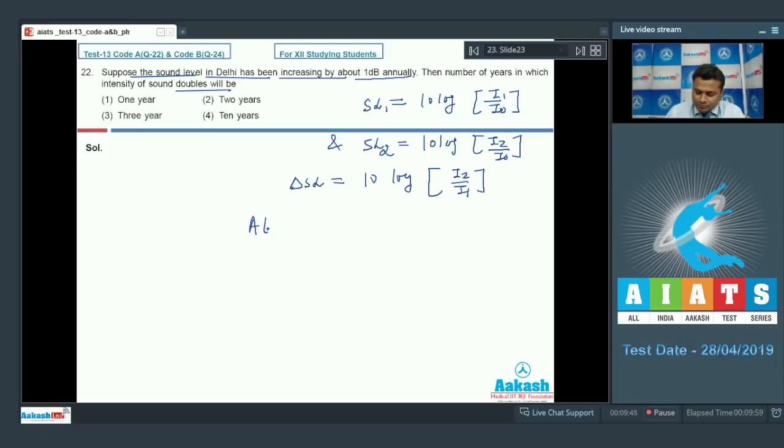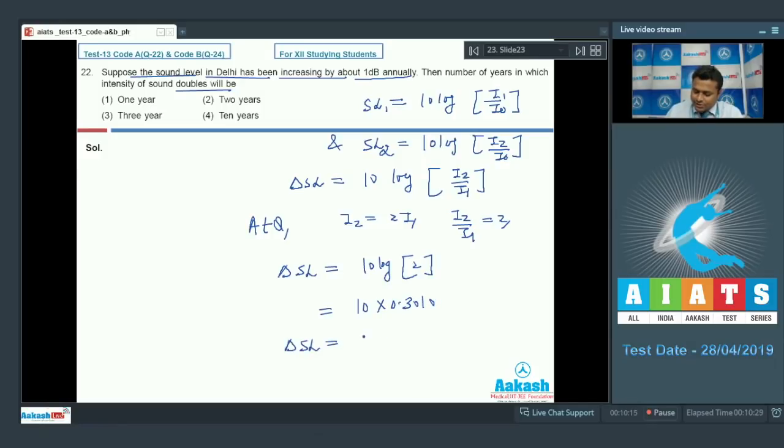According to question, I2 equals 2 I1, or we can write I2 upon I1 as 2. So therefore change in sound level is what? 10 log I2 upon I1, that is 10 log 2. Log, that is base 10, has value 0.3010. So 10 into 0.3010. So change in sound level is what?